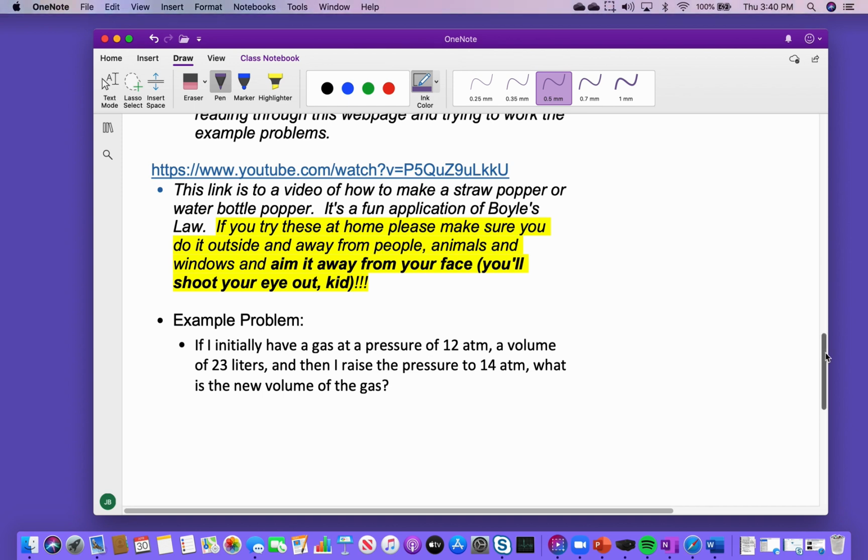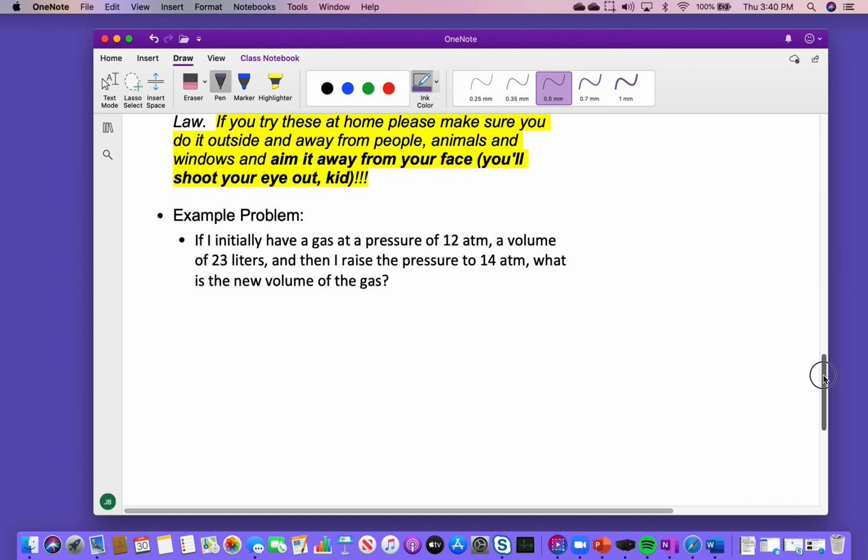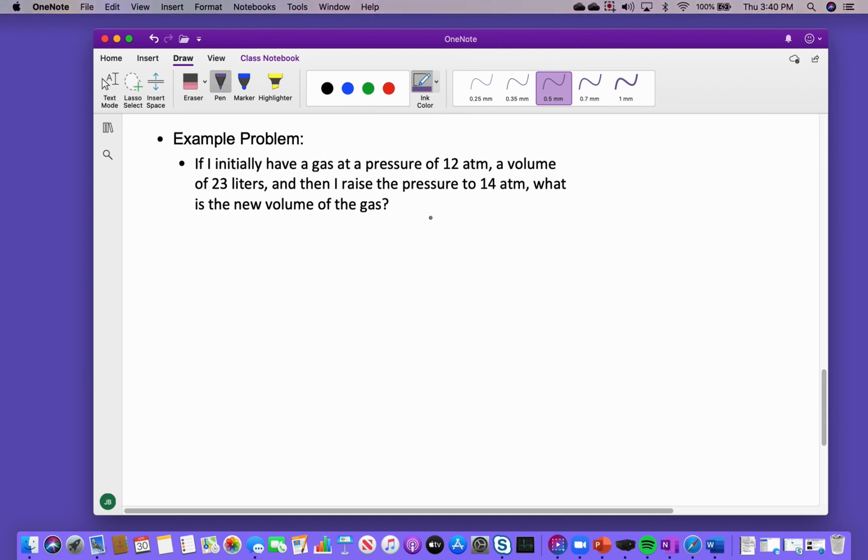All right, so with that in mind, let's go ahead and try to work this example problem that I have here on Boyle's Law. And as always, let's start off by making sure we're using good, proper problem-solving technique. So if I initially have a gas at a pressure of 12 atmospheres, a volume of 23 liters, and then I raise the pressure to 14 atmospheres, what is the new volume of the gas?